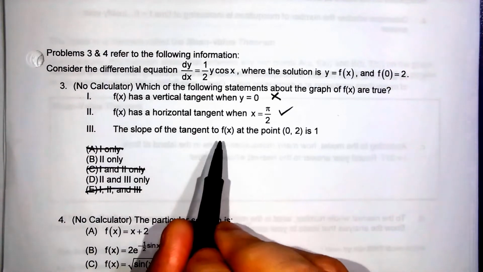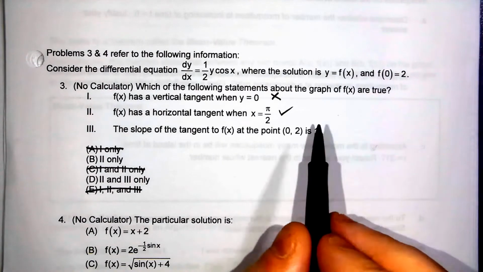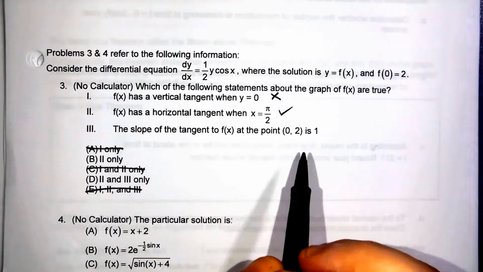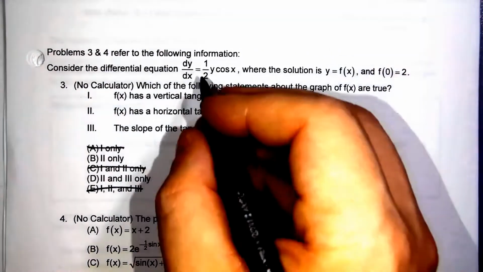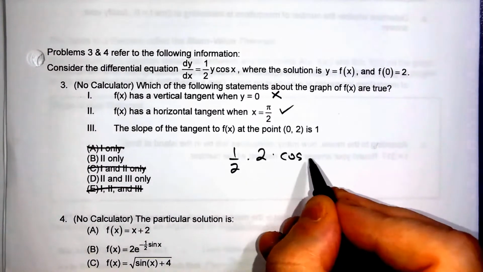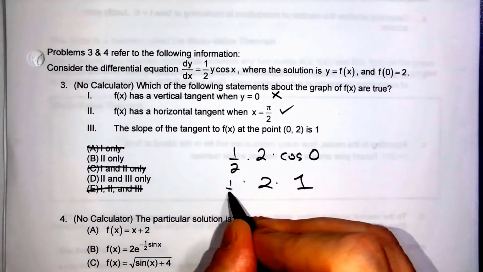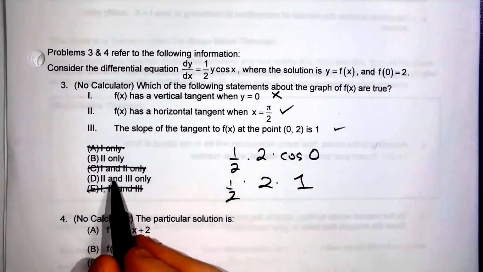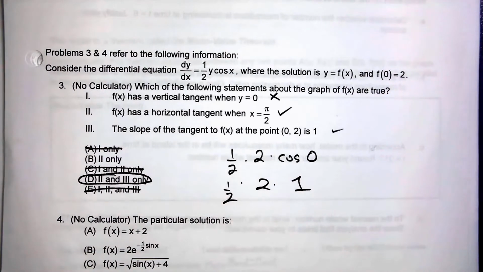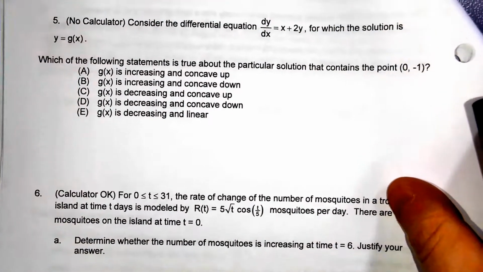So we still got to do the last one. The slope of the tangent at 0, 2 is equal to 1. So there we would replace x with 0 and y with 2. So 1/2 times 2 times cosine of 0. Cosine of 0 is 1, 2 times 1/2. Yep, that one's true. So the answer is D, which is answer choices 2 and 3 are correct. Okay, now our last one.